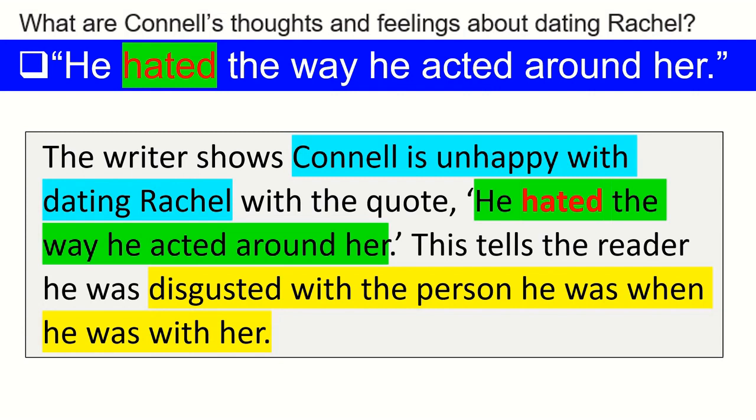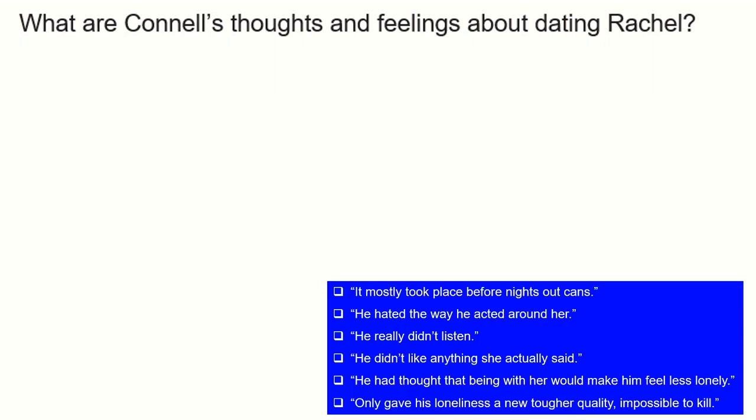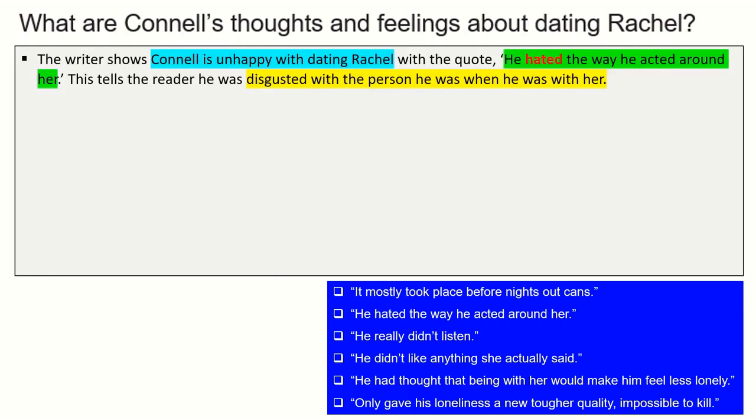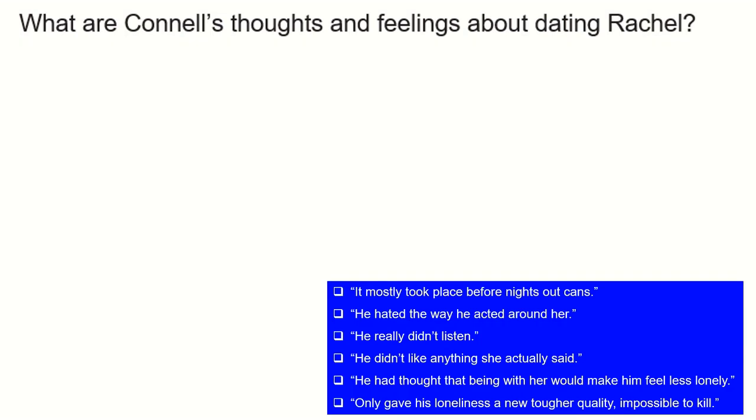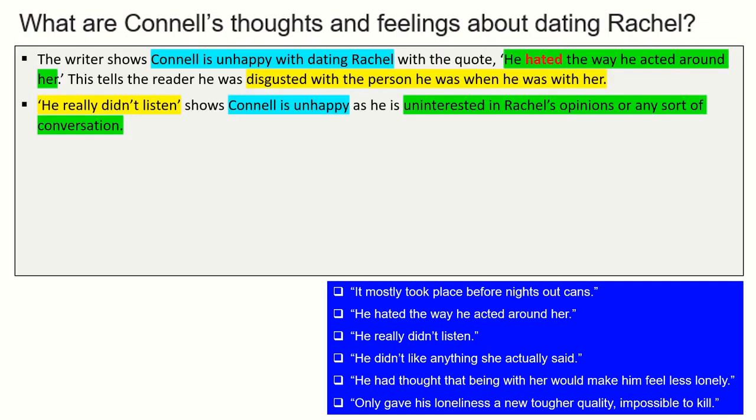So my blue is my question, my sentence starter. My green is my quote, and my yellow is explaining my quote, explaining why and what that shows about how Connell feels about dating Rachel. Okay, the other quotes, have a go if you want to have a go at the other quotes. I'll leave them there. So there's the one I did.